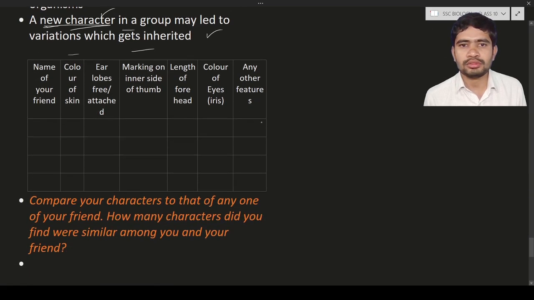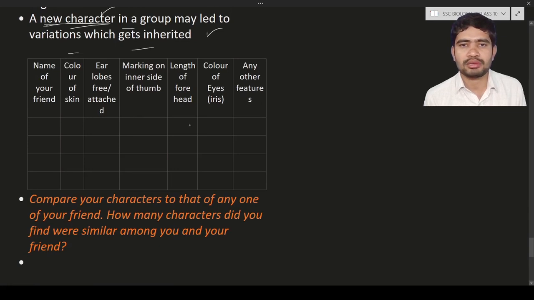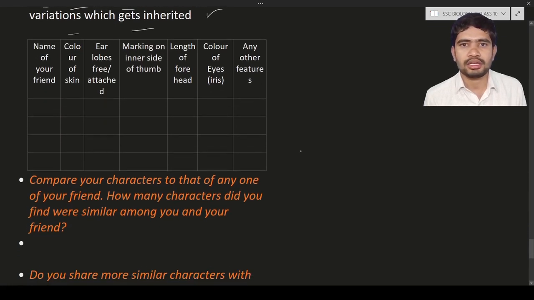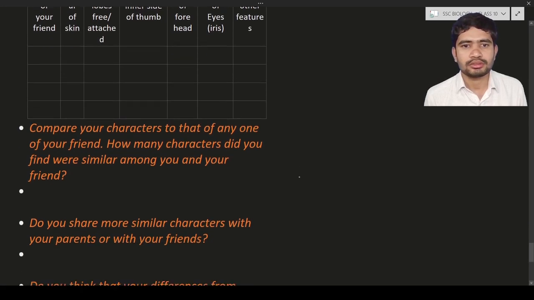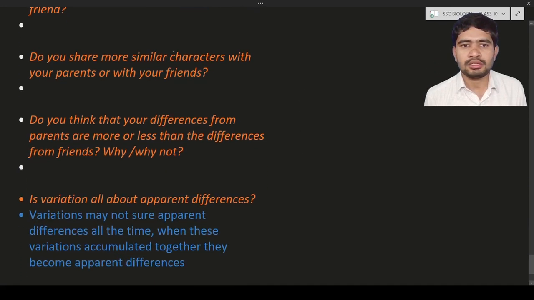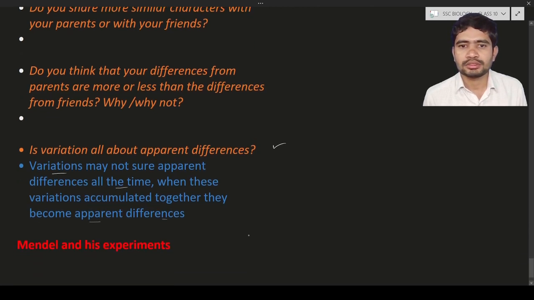So these are all the tables. You can do the same activity by observing your friends, or in your classroom. Here you can do these questions. And this is one important question: are variations all about apparent differences? The variations may not be apparent, which means not visible all the time. But when these variations accumulate together, they become apparent and show subtle or apparent differences.